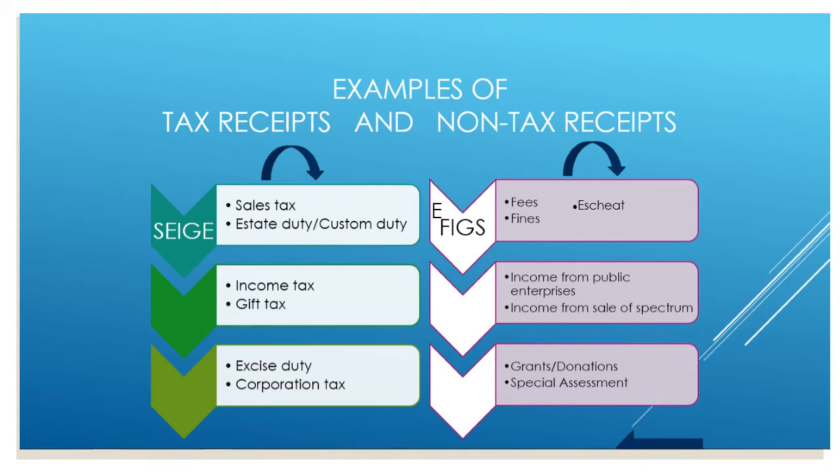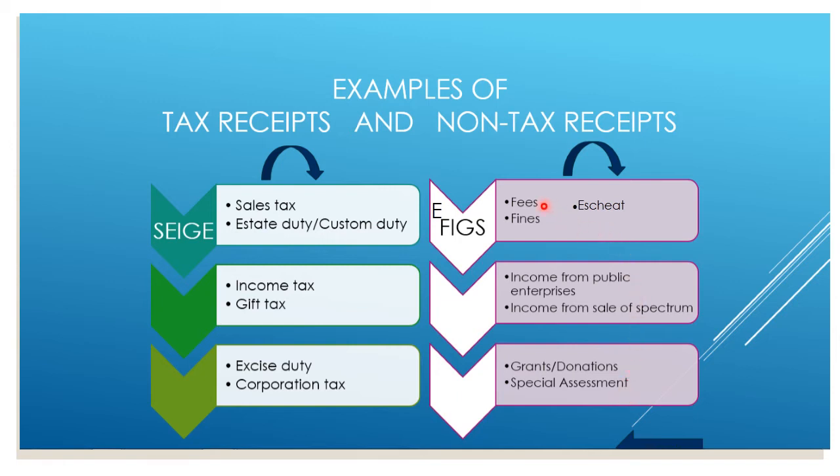Here are some examples of tax receipts and non-tax receipts. We have an acronym here to help you to remember the various tax receipts and non-tax receipts. So you have sales tax, estate duty and custom duty tax, income tax, gift tax, excise duty, and corporation tax. The non-tax receipts are escheat, fees, fines, income from public enterprises, income from sale of spectrum like 4G, 5G, grants and donations, and special assessment.